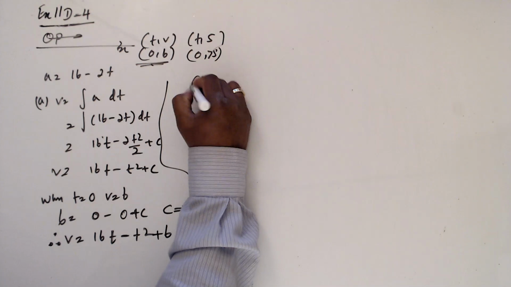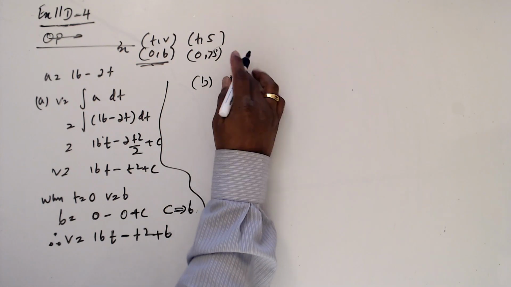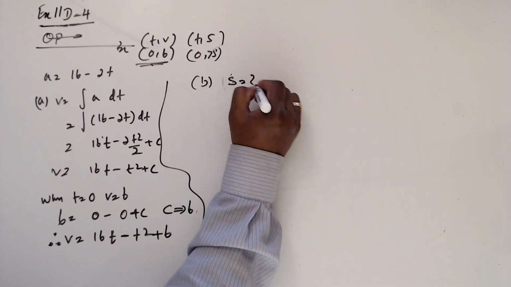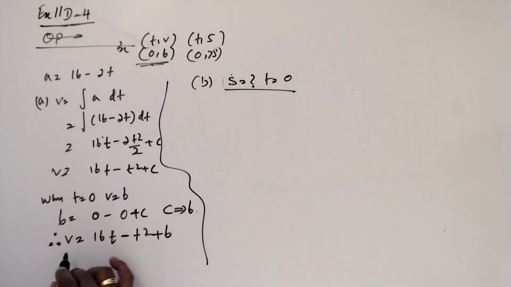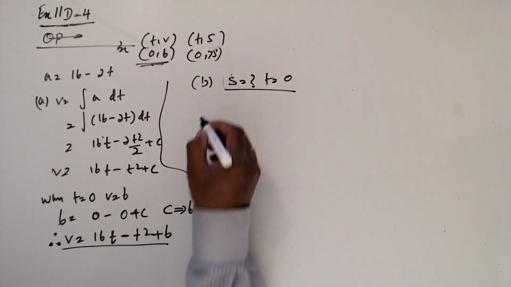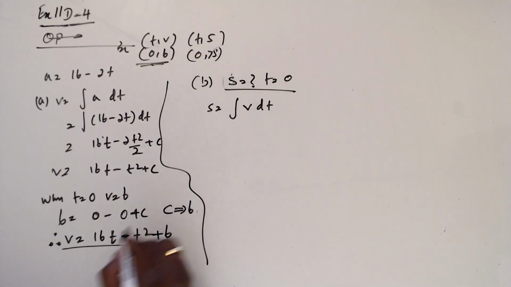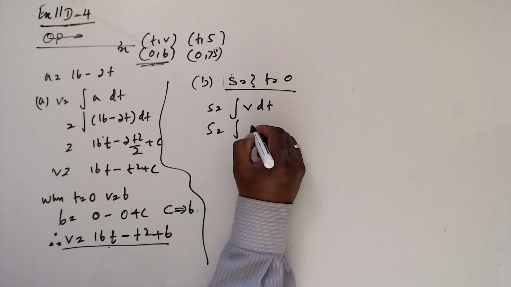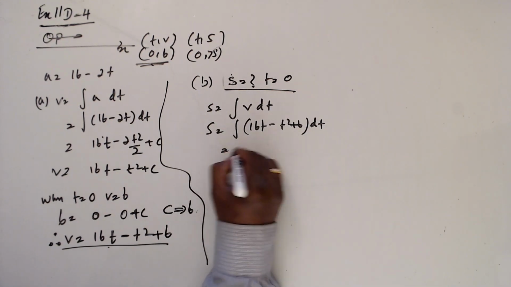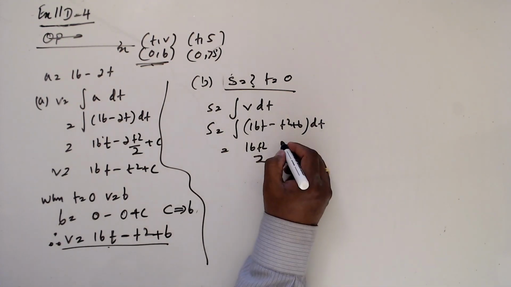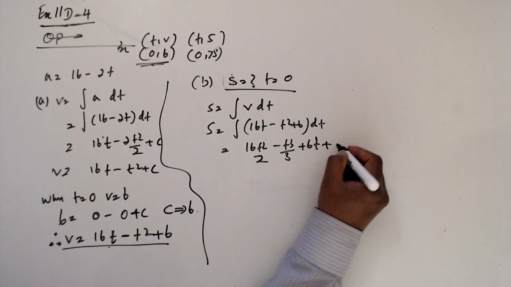Part B, we need to find the value of x, which is equal to s when t equals 0. So now we need to find the displacement equation. So we have to integrate the velocity we found. Now integrate 16t minus t squared plus 6 dt. So this is going to be 16t squared over 2 minus t cubed over 3 plus 6t plus d.